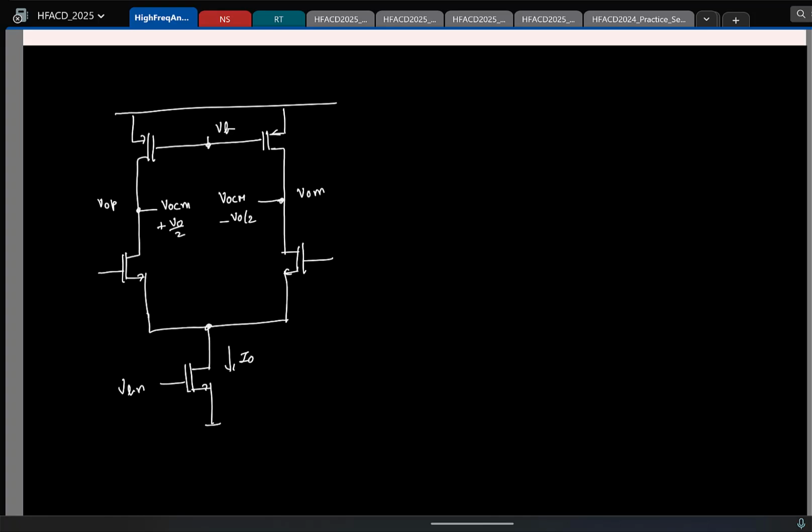Fine. Now our job is to go and sense the DC bias or the output common mode. I have access to only these two voltages. From these two voltages, how can I extract the common mode? If I add the two, what do I get? But I want only VOCM. What should I do? Average. I mean, that's the definition of common mode, right? Common mode is just the average.